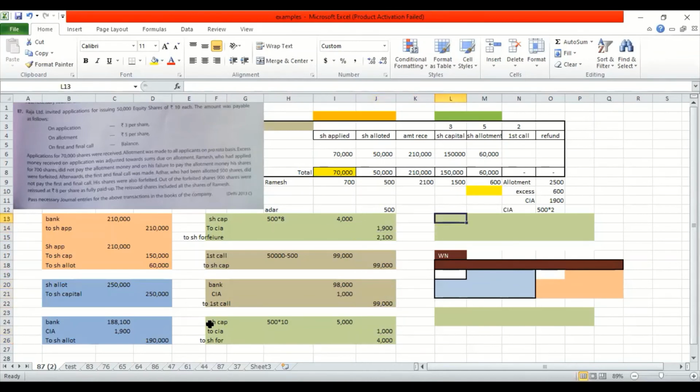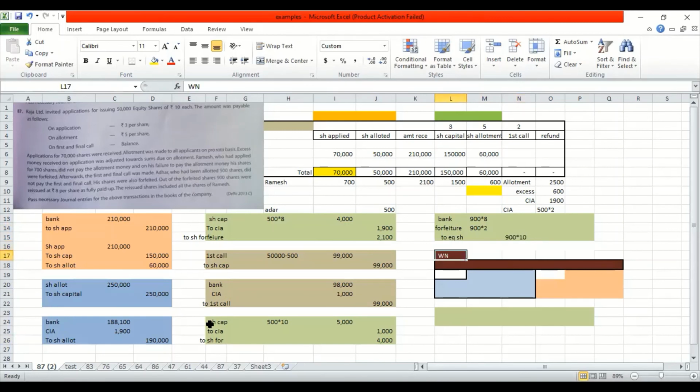Now the next part is the reissue part. Reissue is the easiest thing. We should never go wrong. Out of the forfeited shares of 900, shares are reissued at 8 as fully paid. As fully paid means you assume 10 rupees has been paid, but you're giving at 8. So bank account debit 900 into 8. Forfeiture, the discount is called forfeiture here, 900 into 2. To equity share capital, that is 900 into 10. This is our journal entry.